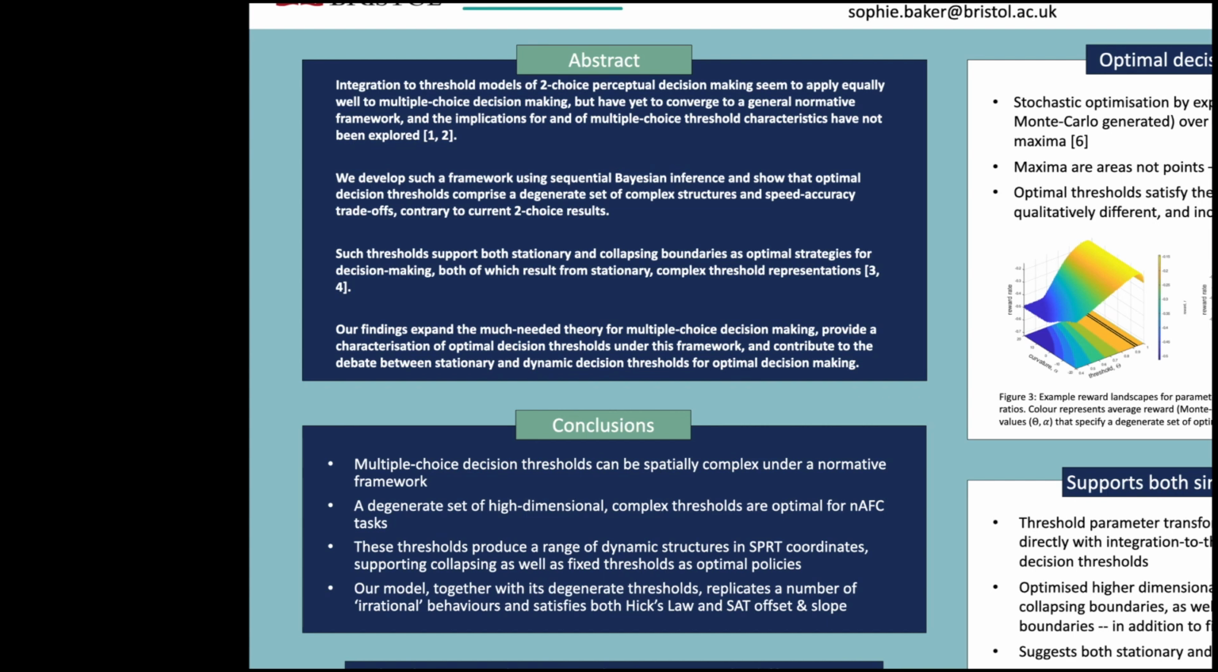So a quick look back at our conclusions. We found that multiple choice decision thresholds can be spatially complex under a normative framework, which we developed. A degenerate set of high-dimensional complex thresholds are optimal for n alternative tasks. These thresholds produce a range of dynamic structures, and this supports both collapsing thresholds as well as fixed thresholds, and informs part of that debate. And our model, together with its degenerate thresholds, replicates a number of irrational behaviors and satisfies both Hick's law and the SAT, sort of offset and slope that we see.